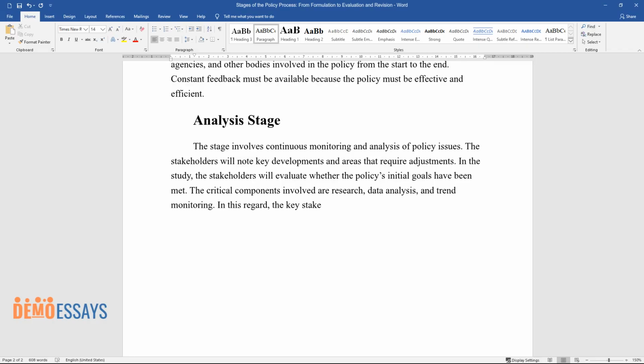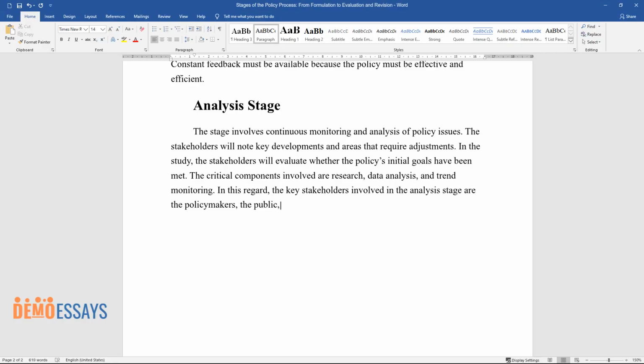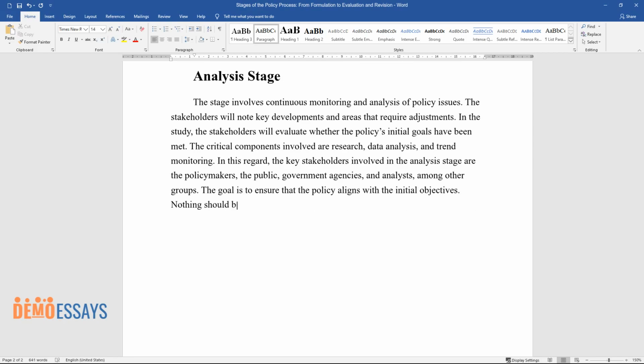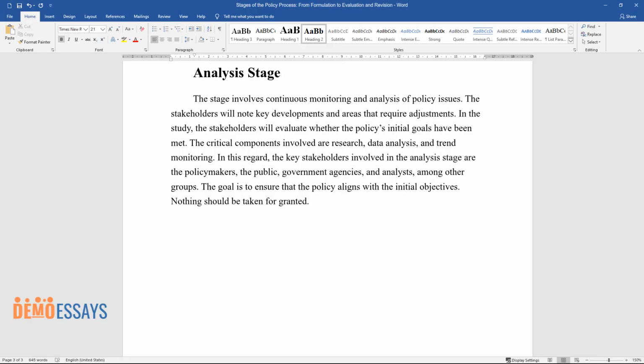In this regard, the key stakeholders involved in the analysis stage are the policymakers, the public, government agencies, and analysts, among other groups. The goal is to ensure that the policy aligns with the initial objectives. Nothing should be taken for granted.